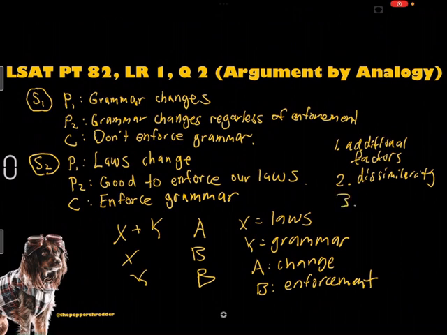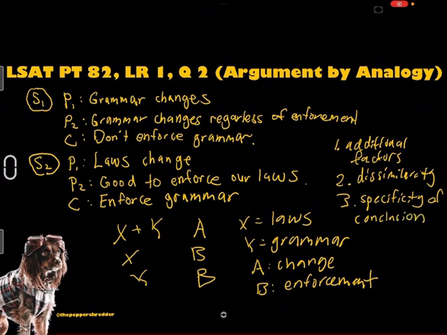Another way of strengthening or weakening an analogy is to make the conclusion more or less specific. If a conclusion uses qualifiers such as may or probably, it strengthens the argument. On the other hand, if a conclusion is specific or definitive, it weakens the argument.